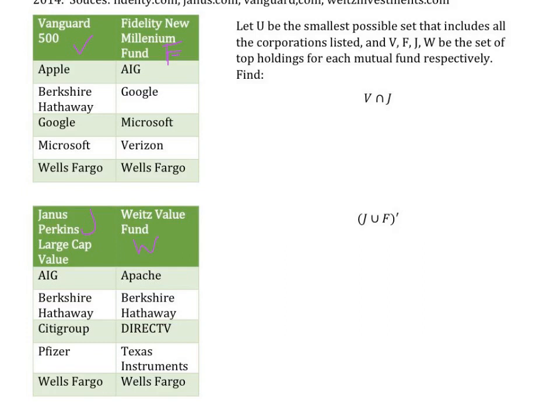So we want to find V intersect J. So we're going to look at these two here. We want to know what companies they have in common. So which ones do they have in common? So they don't have Apple in common. Oop, it looks like we have Berkshire in common. So Berkshire. And I'm not going to write the Hathaway, we'll just kind of shorthand it.